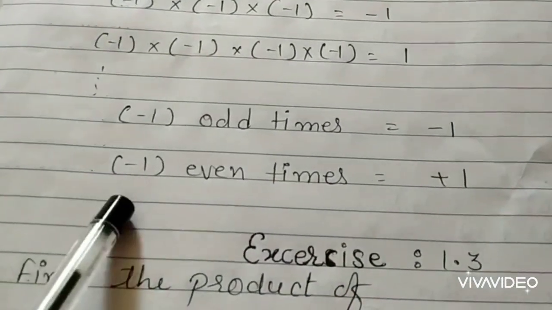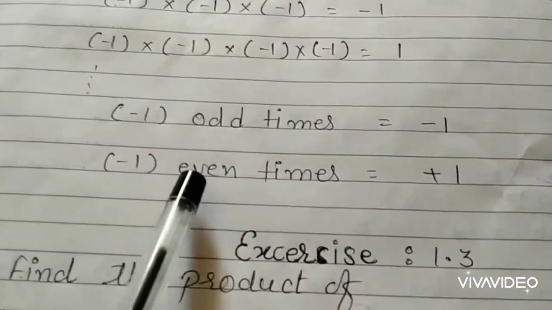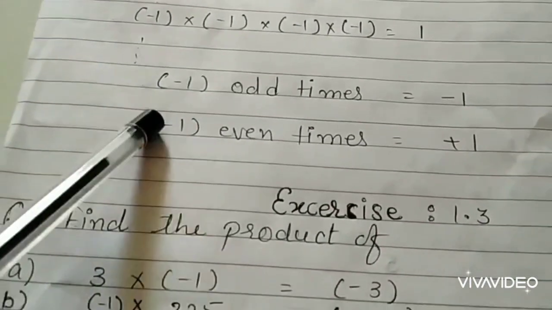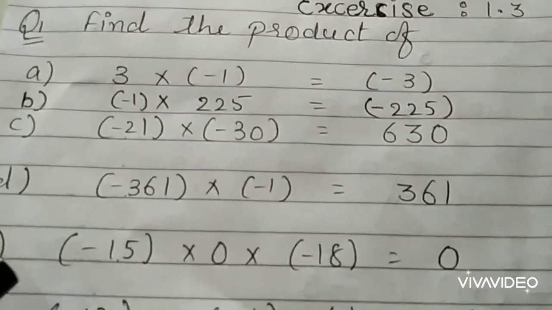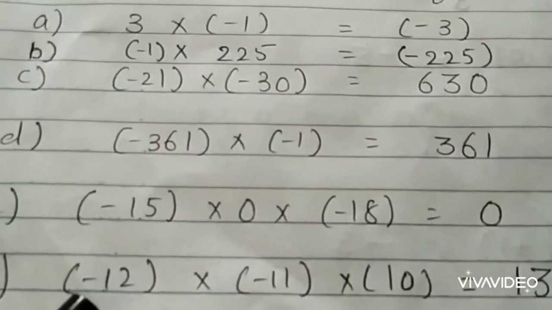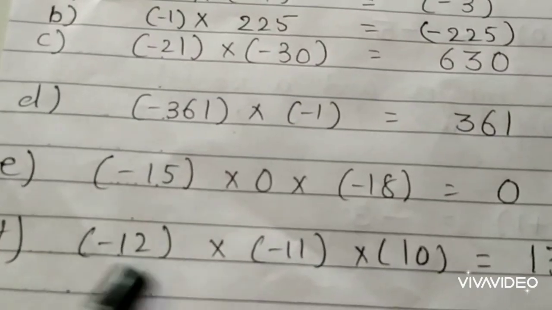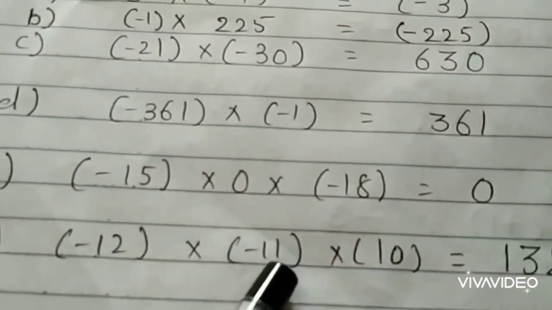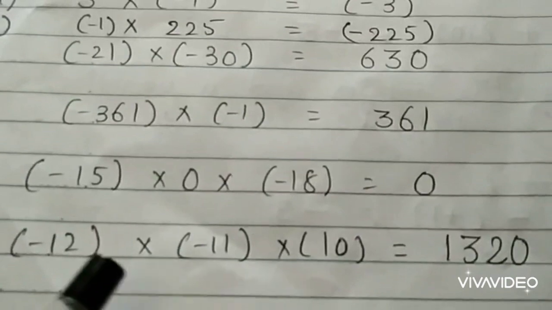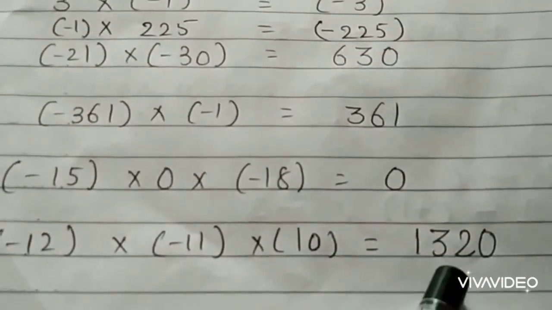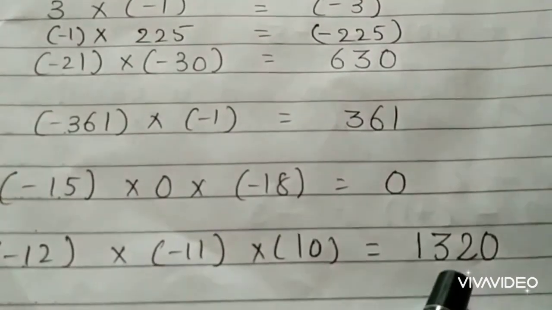If you are taking a negative integer an even number of times, the answer will be a positive integer. Using this, here the negative integers are 2 times. 2 times means even times. So our answer will be a positive integer. And you can multiply all these numbers 12, 11 and 10. You will get 1320.